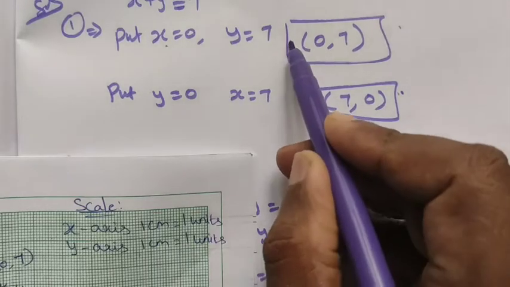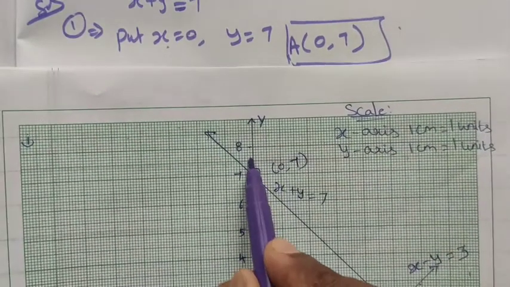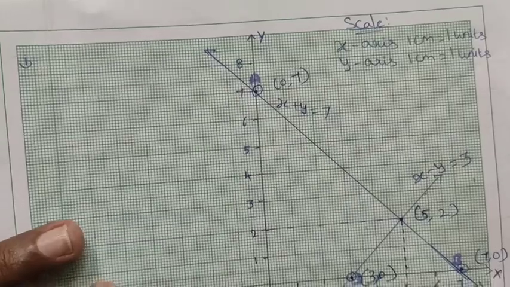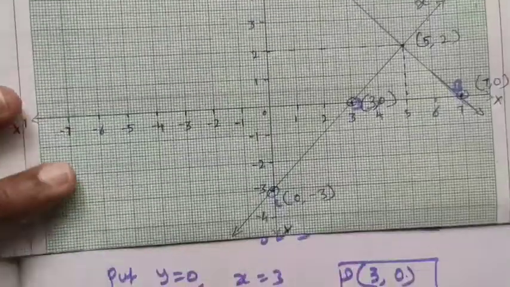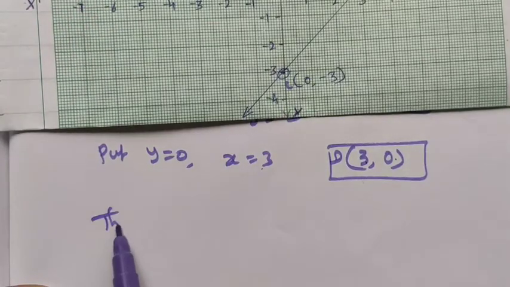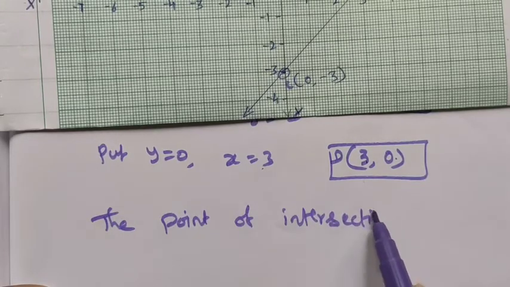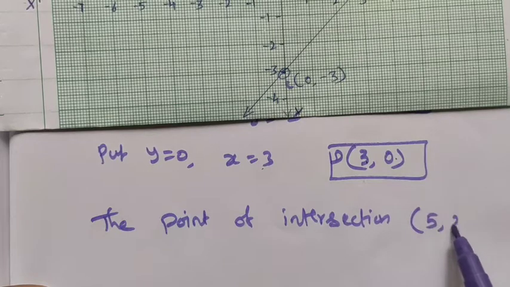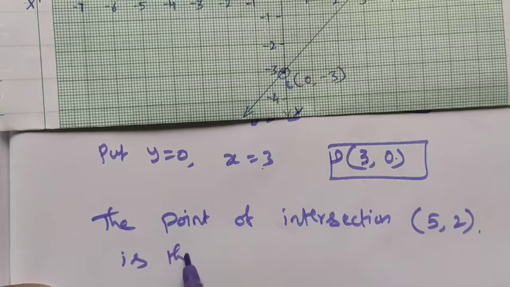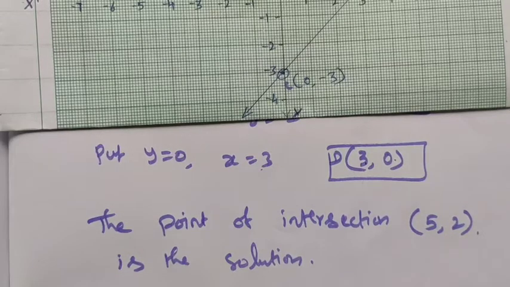If you are confused, we can name these points A, B, C and D. Let me take this as point A, this as point B, this as point C and this as point D. It will be very easy to understand. Now we want to write the solution. When two lines intersect, the point of intersection is the solution, right? The point of intersection is 5 comma 2, which is the solution. Or simply we can write the solution is 5 comma 2, right? Thank you, students.